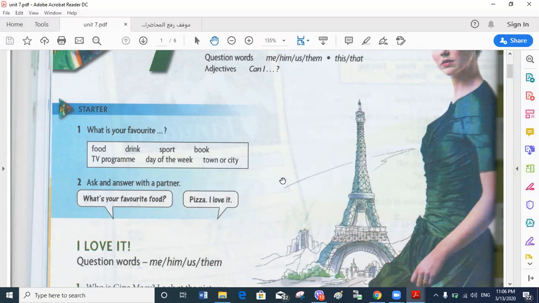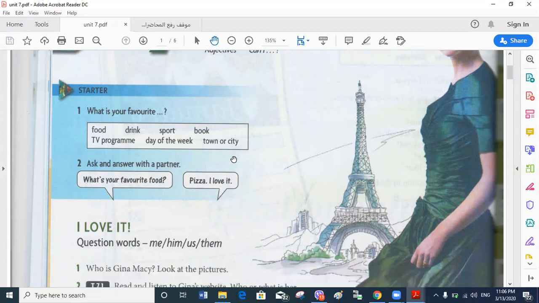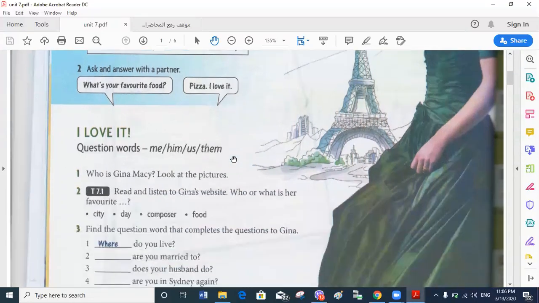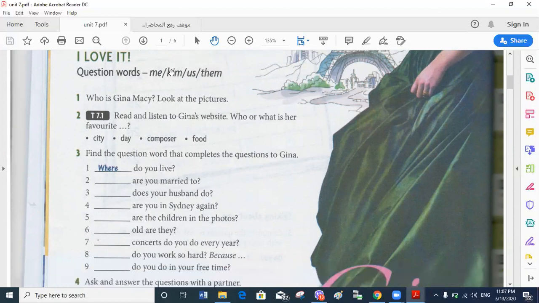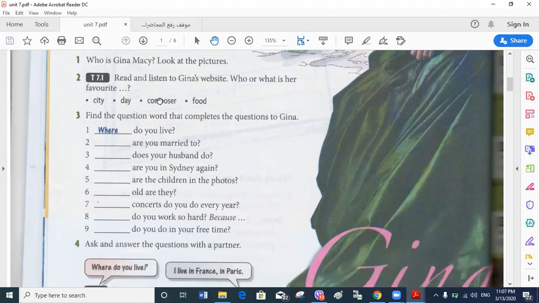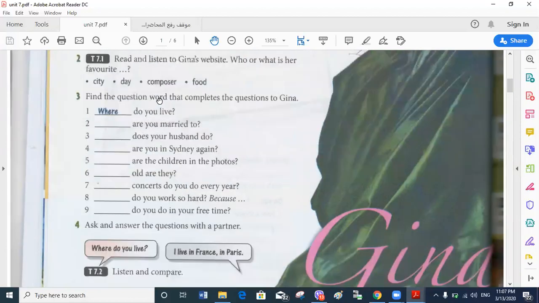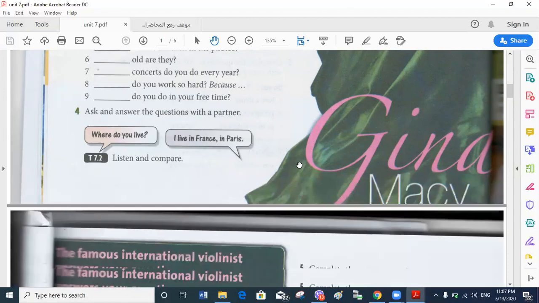Or what's your favorite day of the week? Also, I can say Friday because it's holiday. So it's easy for you to complete these questions. Now, going to this conversation, you can answer or make the question word for these 9 questions and get the answers.